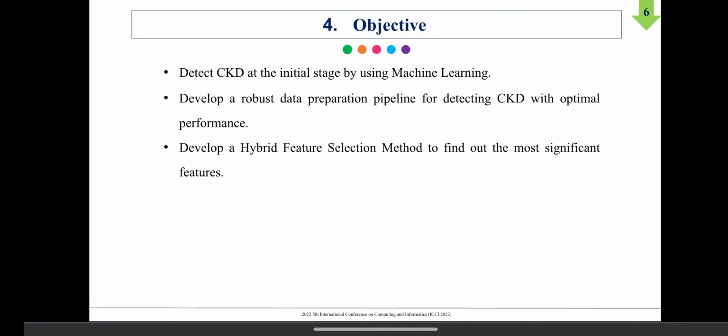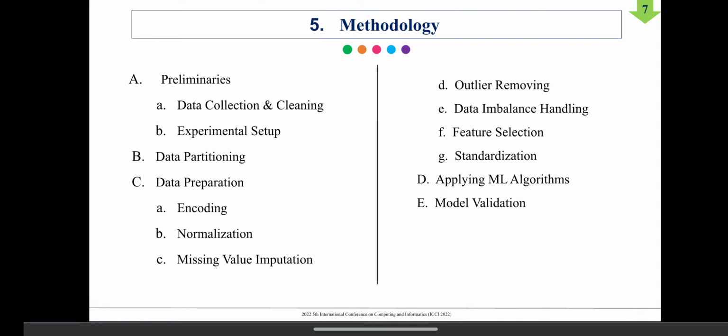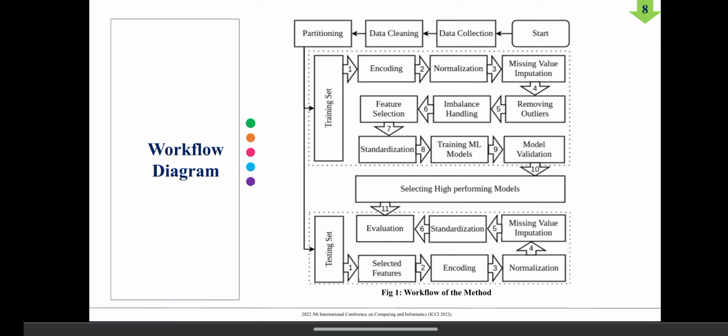The main objective of this research is to detect CKD at the initial stage with 100% accuracy and AUC. We have developed and proposed a robust data preparation pipeline and a novel hybrid feature selection method to achieve the research goal. Here are the subsections of our methodology, and it's the workflow diagram.